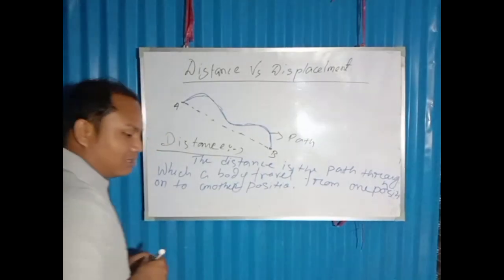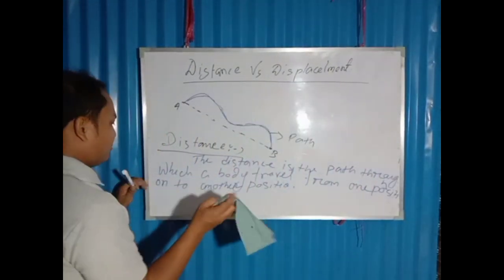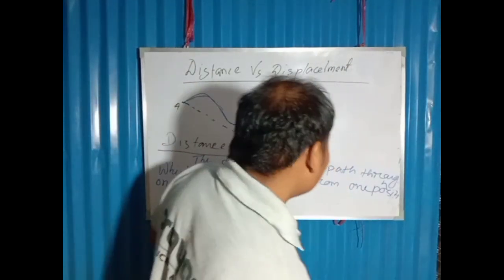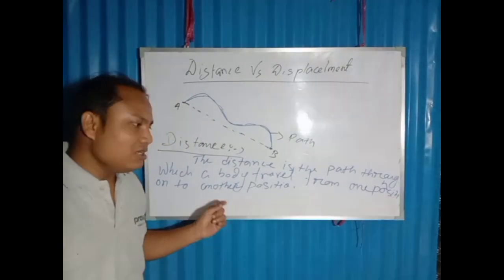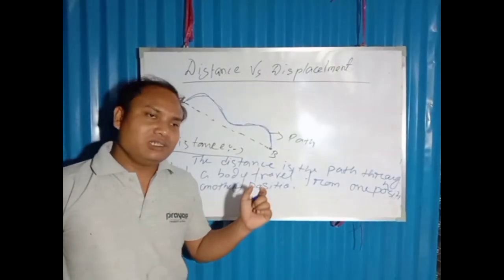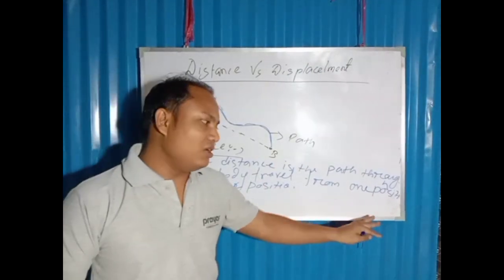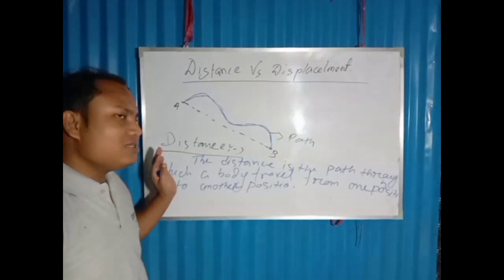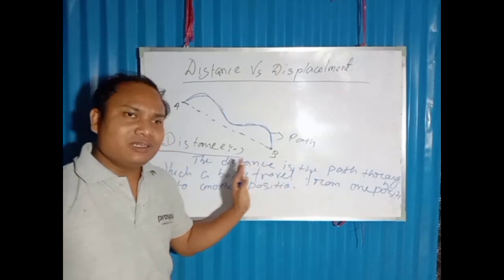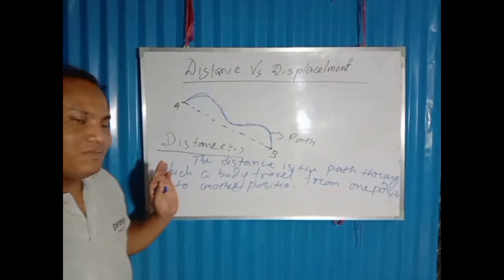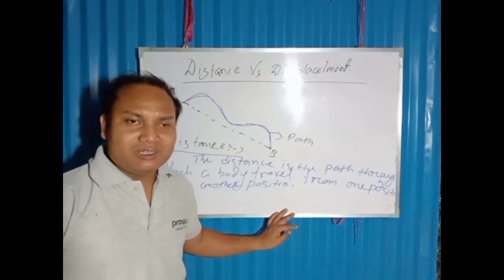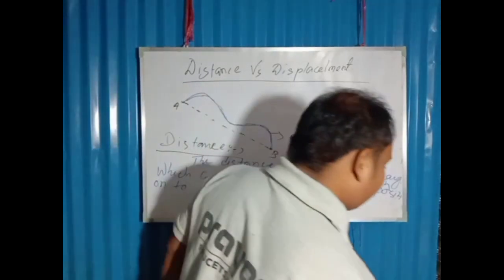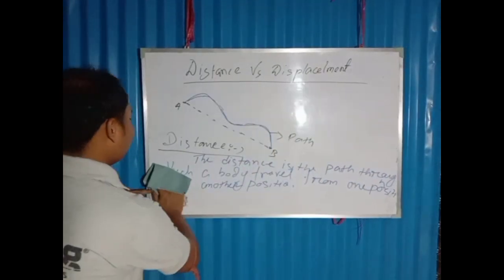Here I would also like to mention another point about distance. Distance is a scalar quantity, but we cannot call it a vector quantity. Why? Because distance has only magnitude. It has no direction. For example, distance we can measure in meter, centimeter, and so on. So what is displacement?